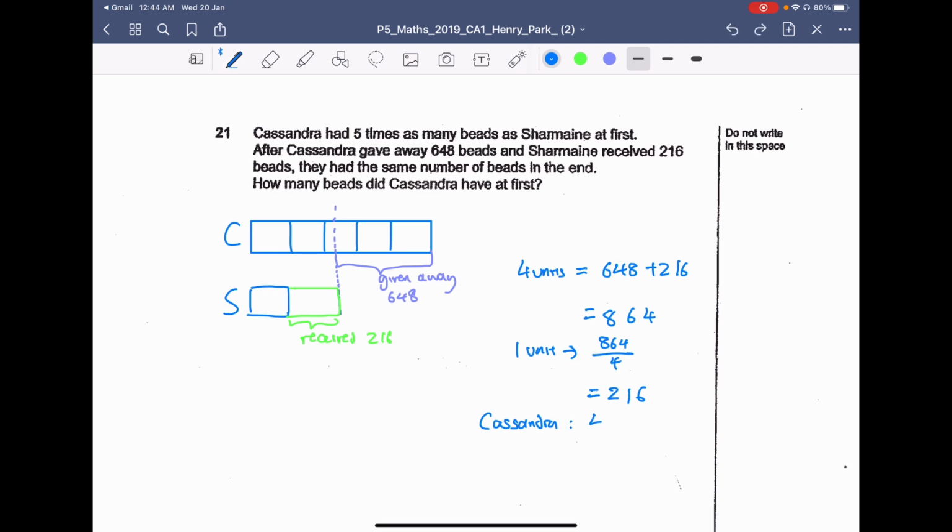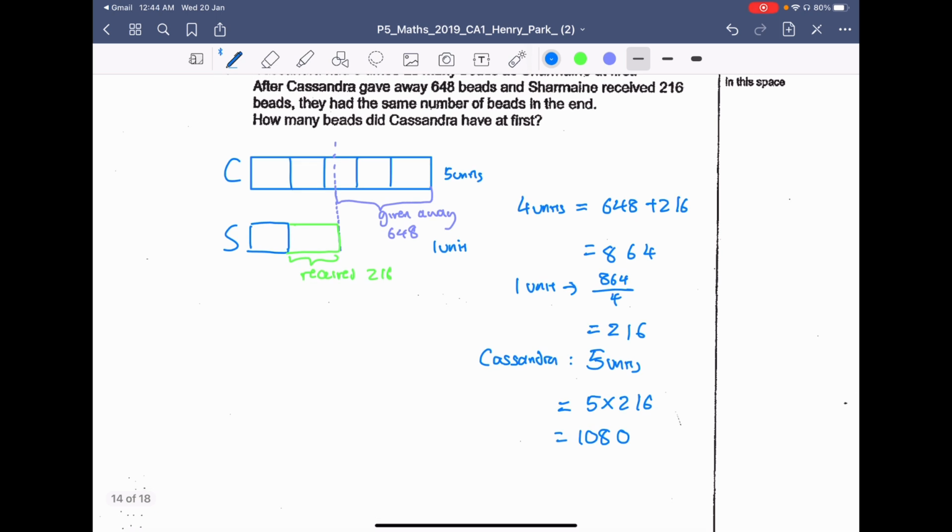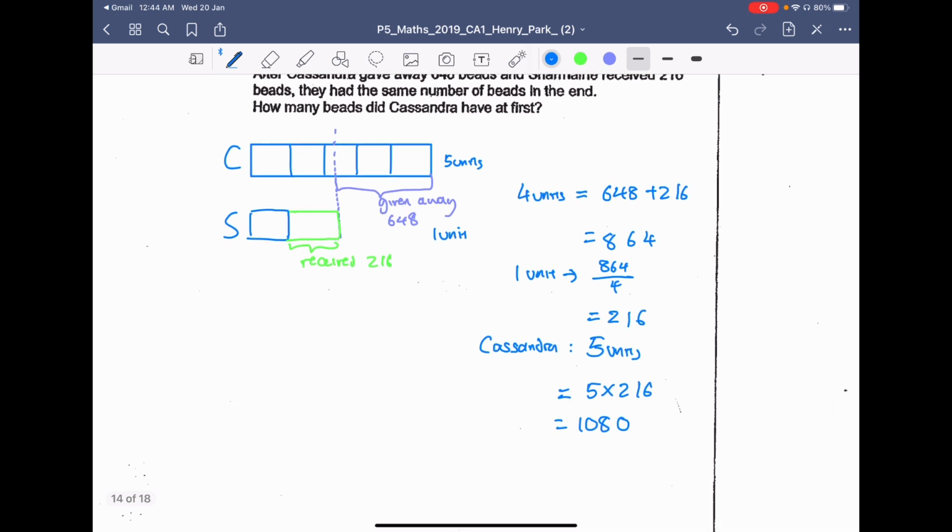So Cassandra initially has 5 units, which equals 5 times 216. And that will give you a value of 1080. So for the multiplication, division, and addition, you can do your manual calculations at the side.